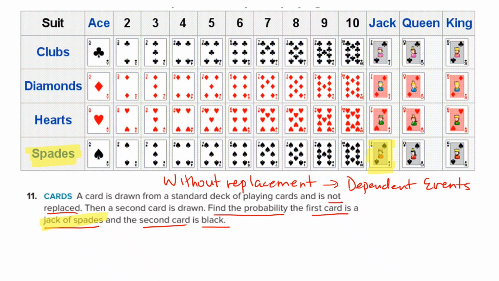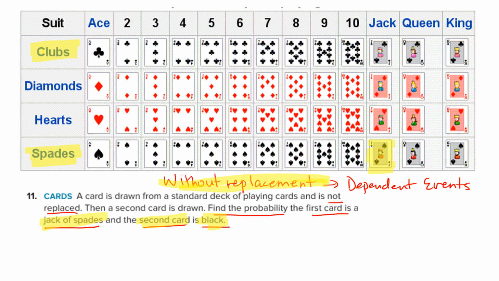Now next is the second card is a black. Now, how many black cards are there? Let's count. So, in spades, if you see 1, 2, 3, 4, 5, 6, 7, 8, 9, 10, 11, 12, 13, 13 cards, but because this is without replacement and the first card I already took out, the Jack of Spades, there are 12 left here. Also, if you look at clubs, these have another 13 cards which are black. So this will also be coming in the favorable outcome.